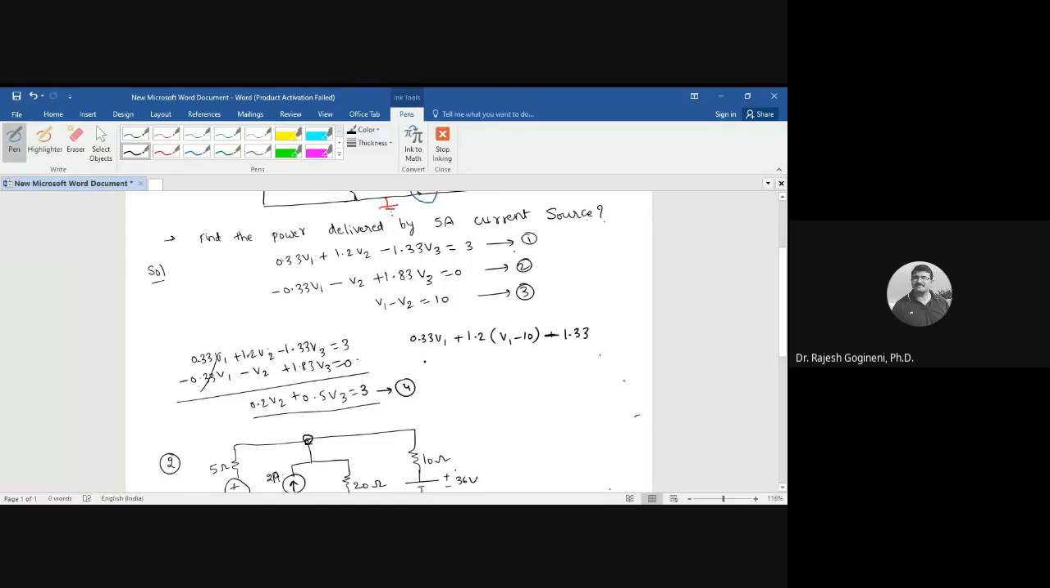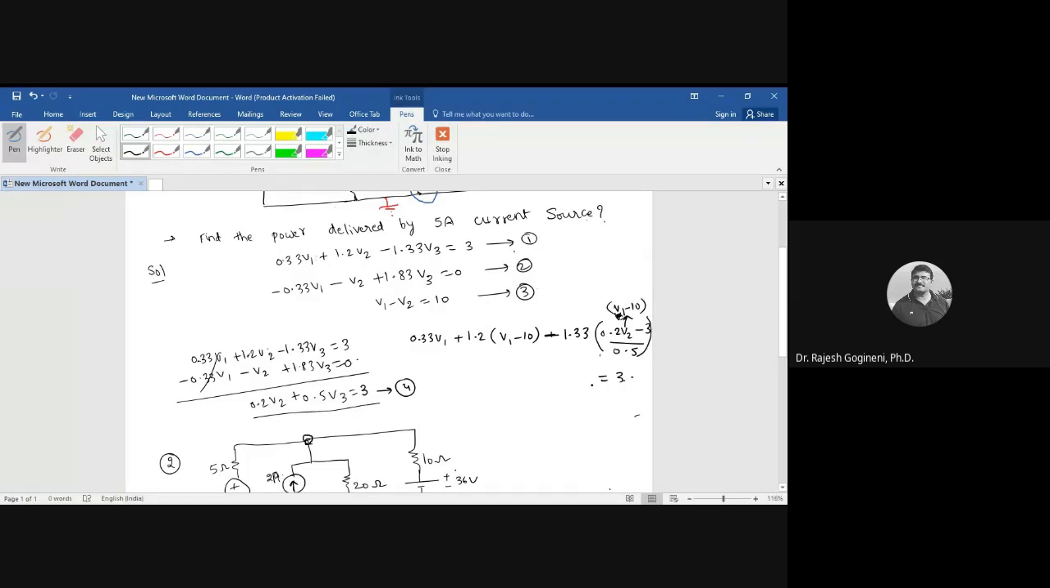So from this, can we write V3 in terms of V2? V3 is 0.2 V2 minus 3 by 0.5 equals 3. So again, we know V2 is V1 minus 10. We can write V2 as V1 minus 10.